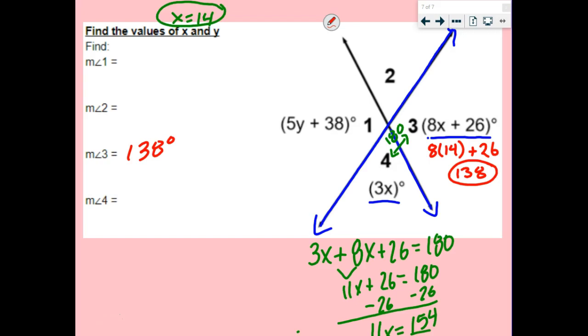Do the same thing for measure of angle 4. We do 3 times 14, and we get 42. So the measure of angle 4 is 42 degrees.